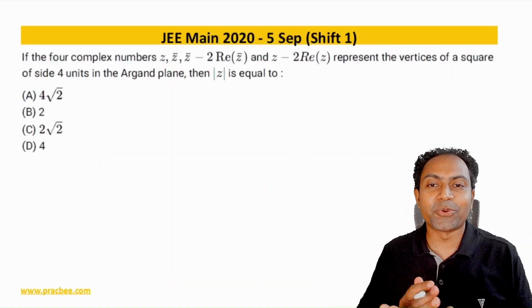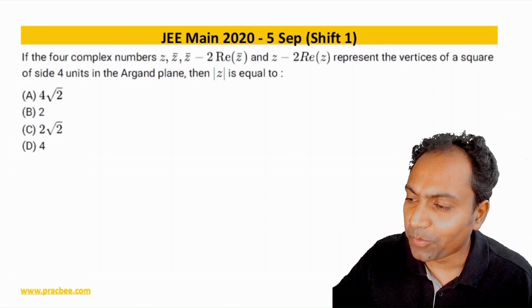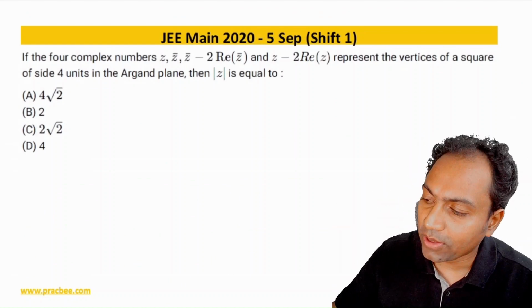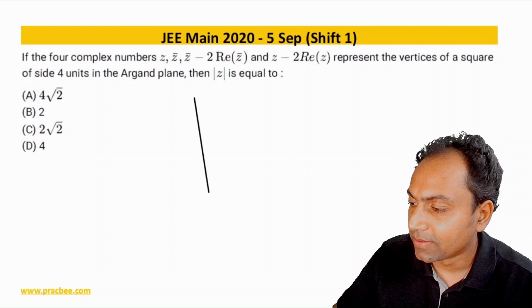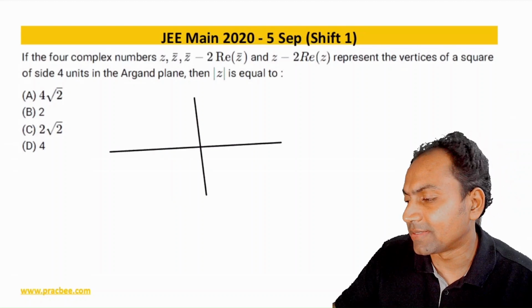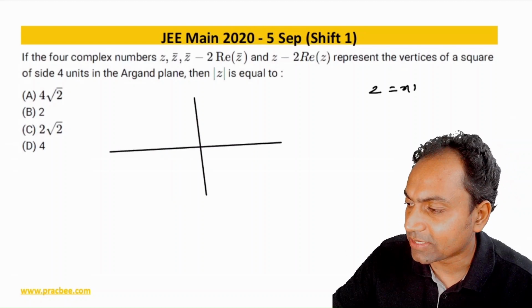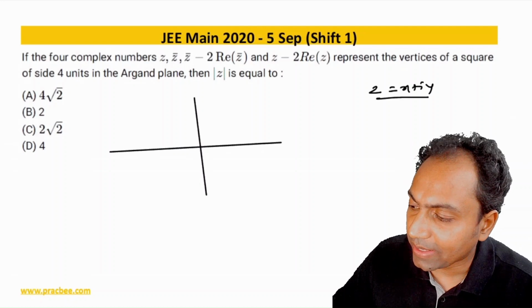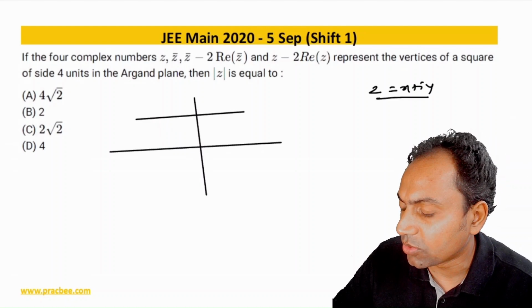Now let us look into this 2020 question. It is a very simple question. If you plot it on an Argand plane, let us consider z in the first quadrant as x plus iy. So on an Argand plane, if I convert this question into coordinate geometry.